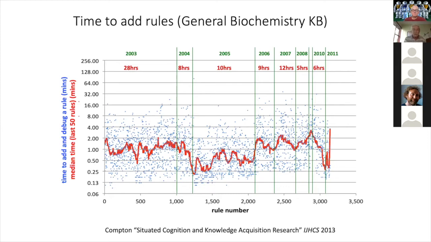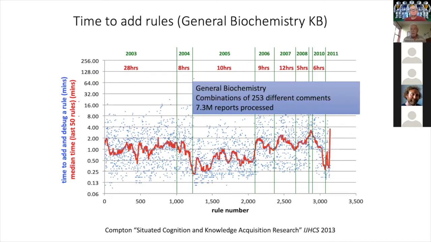And the first thing we might comment is that the person building this was happy to keep on adding rules. And they ended up with a very sophisticated system. It provides 253 different comments, but it gives these in combination, so potentially thousands of different comments. And in this period, it processed 7.3 million reports.